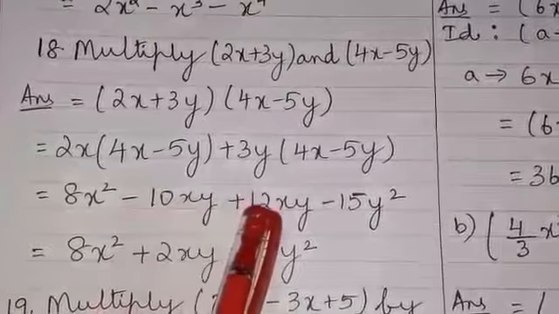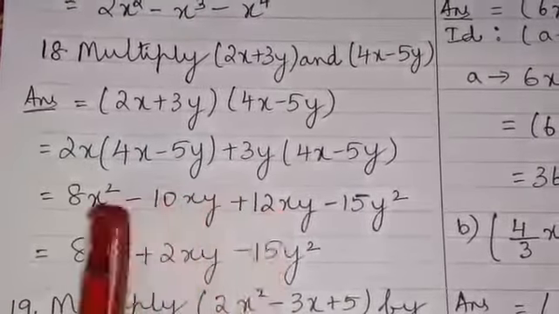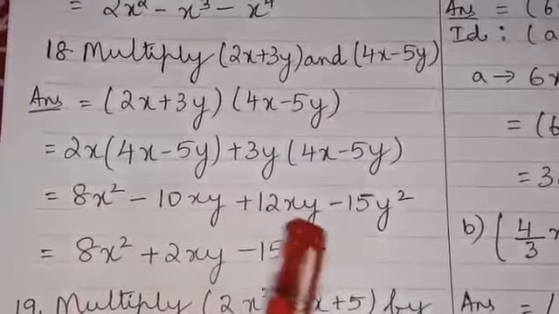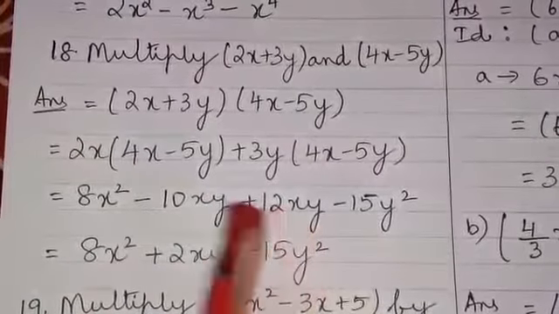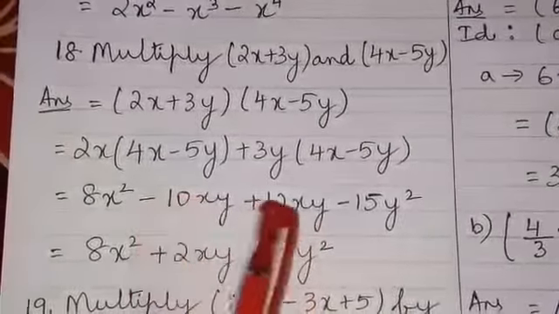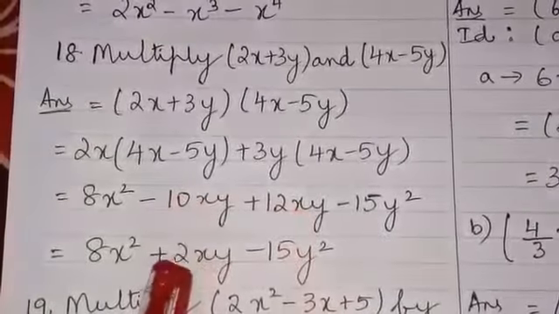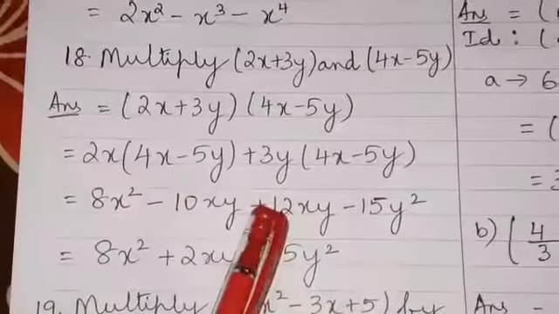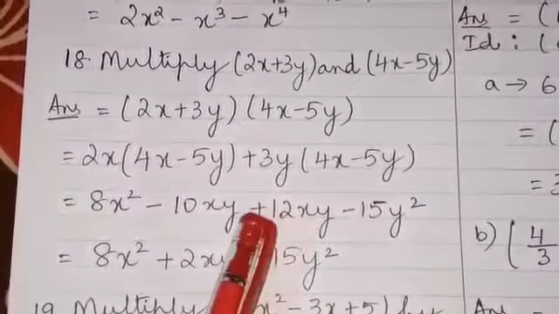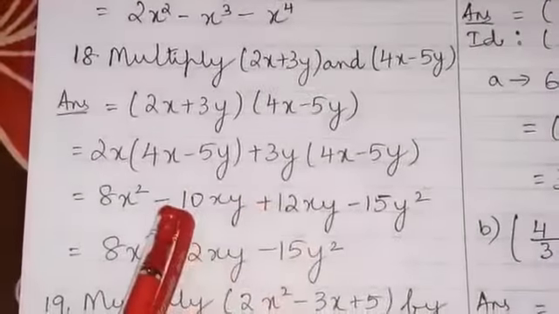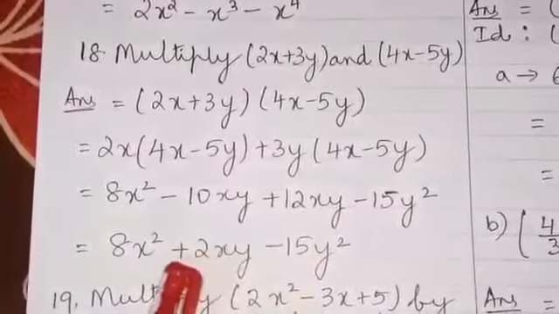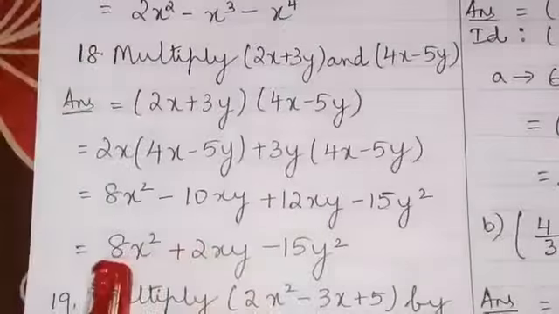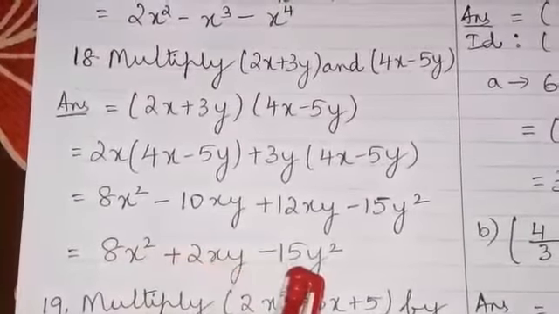Minus 10 plus 12. They have different signs. So what do we do? We have to subtract. What is the difference between 12 and 10? 2. And then we need to put the sign of the greater number, which is plus, since 12 is the greater number and it carries a plus sign. So minus 10 plus 12 is plus 2xy. So this is the final answer: 8x square plus 2xy minus 15y square.